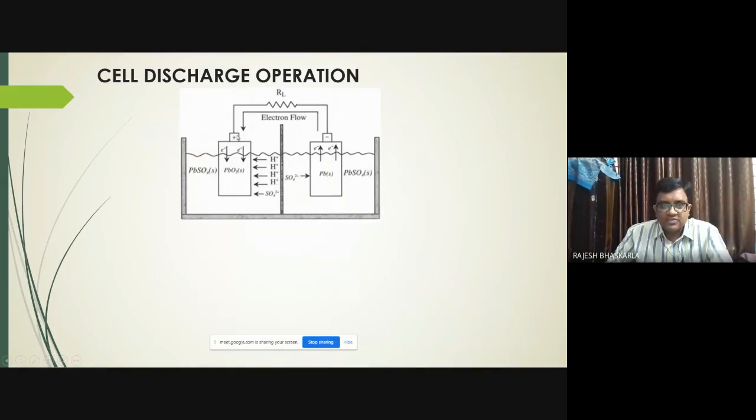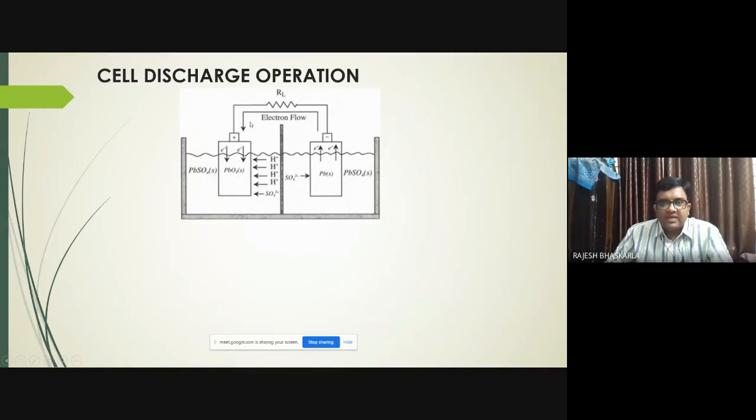Lead oxide is the positive electrode, and the negative electrode is lead. That means metal is taken as the negative electrode. Most of the cases, negative electrodes are metals, and positive electrodes are oxides or hydroxide materials. In a lead acid battery, this is lead oxide and this is lead.